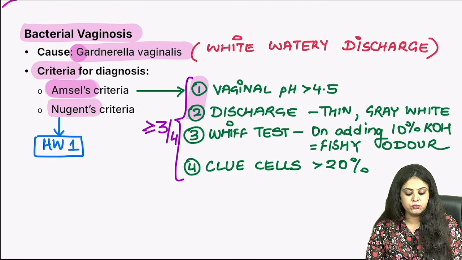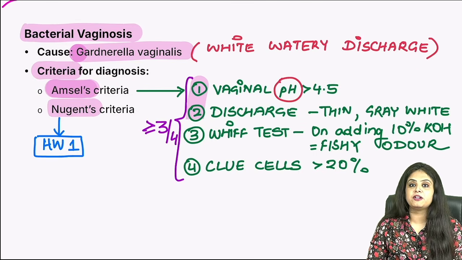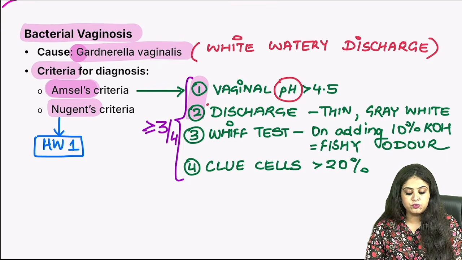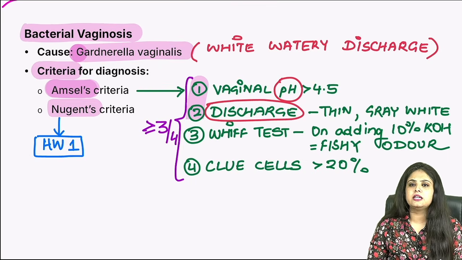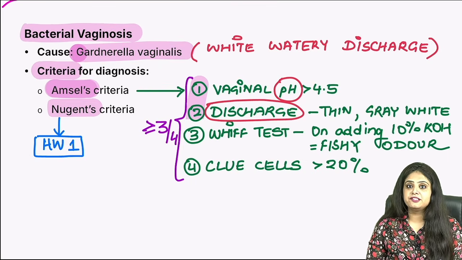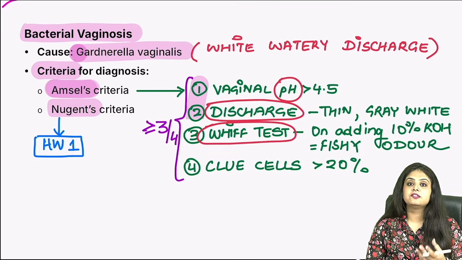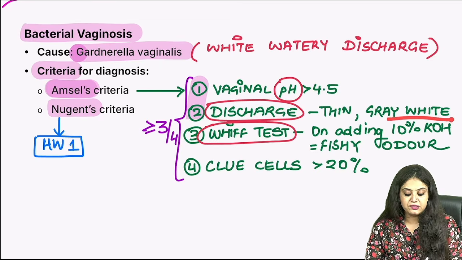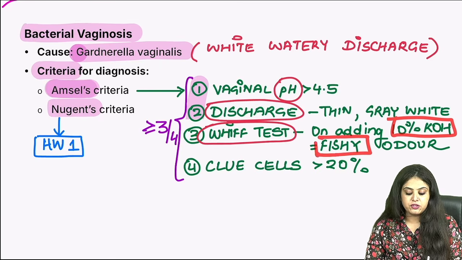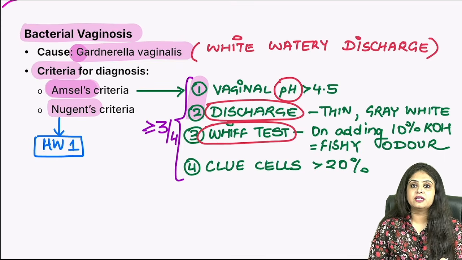The first one is to do with the vaginal pH being more than 4.5. The second is the discharge, which was described over here. It is a thin, grayish, homogeneous discharge which has an odor, and that odor can be enhanced further on doing number 3 criteria, that is the whiff test. The whiff test is that to the discharge, when we add 10% KOH, it is going to give a fishy odor, and that's also been a PYQ in gynae.